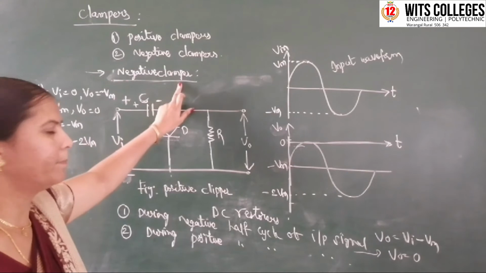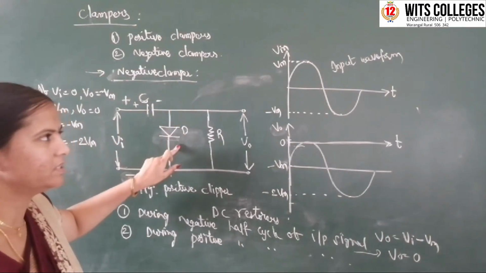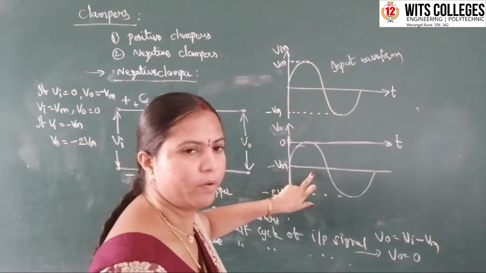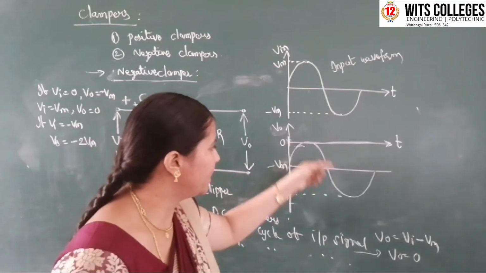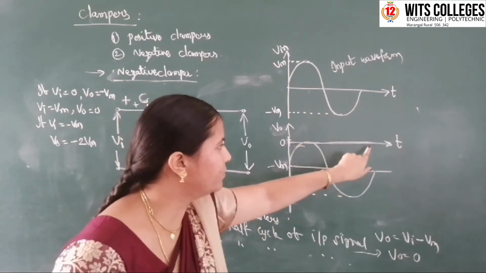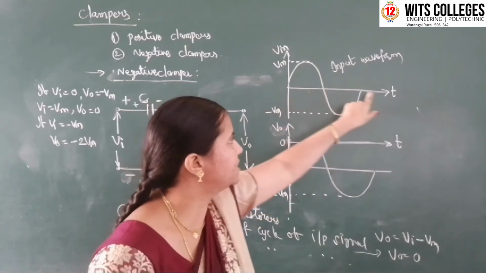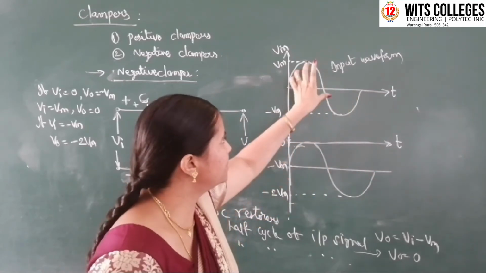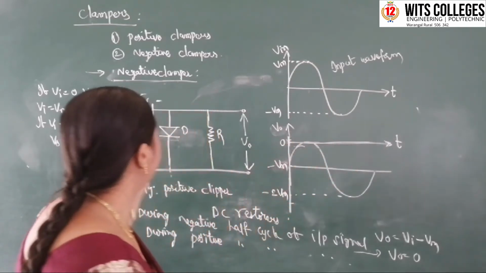Coming to the negative clampers, this is the circuit diagram of the negative clamper. It is connected like this, and these are the input and output waveforms. Why do we name it a negative clamper? Here the input signal is shifted downwards from the DC level. This is the DC level and this is the input signal. The input signal is shifted down relative to the DC level. That's why we named it the negative clamper.